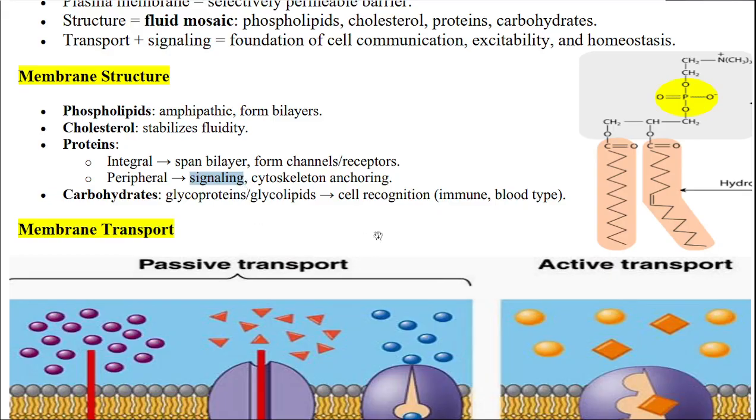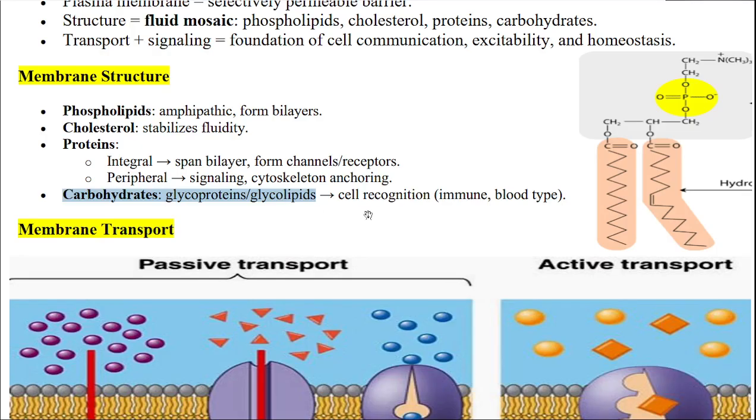Before we jump into transport, you mentioned one more structural bit that's maybe overlooked but has huge real-world relevance. The carbohydrates, the identity tags. Yes, the glycocalyx. This is fascinating and directly connects to things everyone understands, like blood type. How so? On the outer surface of the cell membrane, you have carbohydrates attached either to proteins making glycoproteins or attached to lipids making glycolipids. This sugary coat is called the glycocalyx.